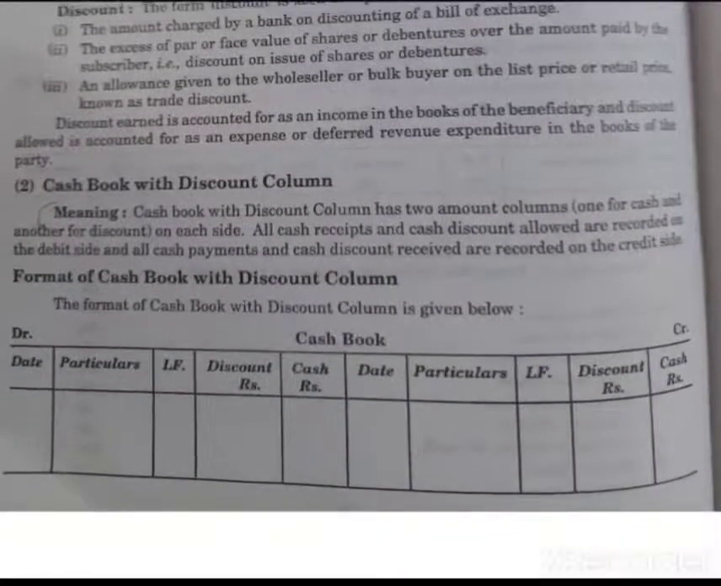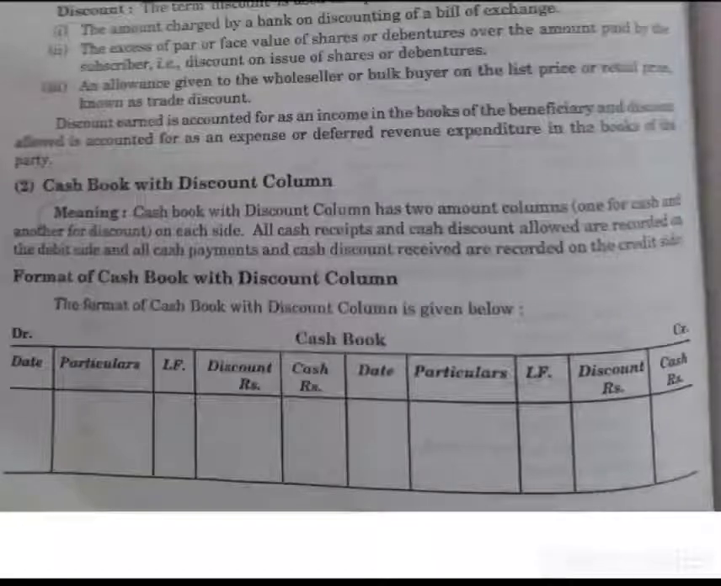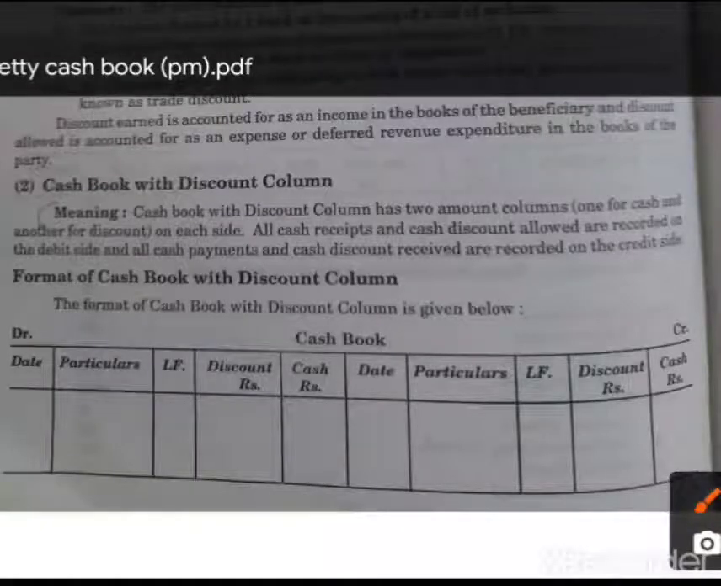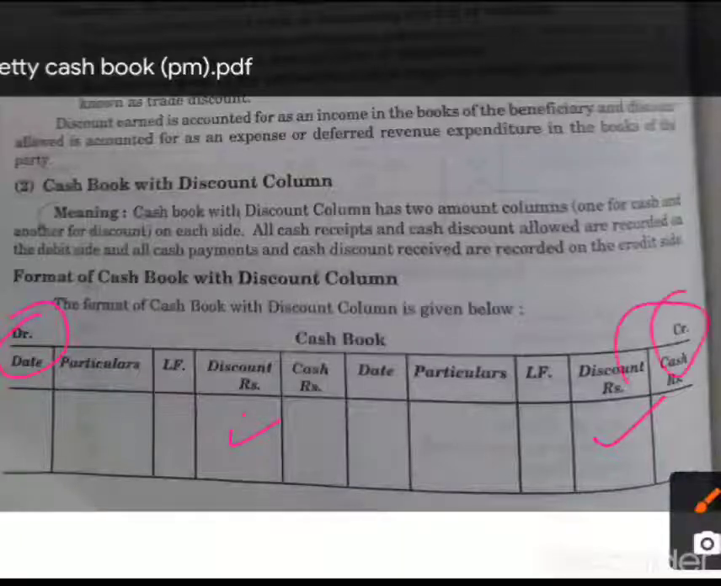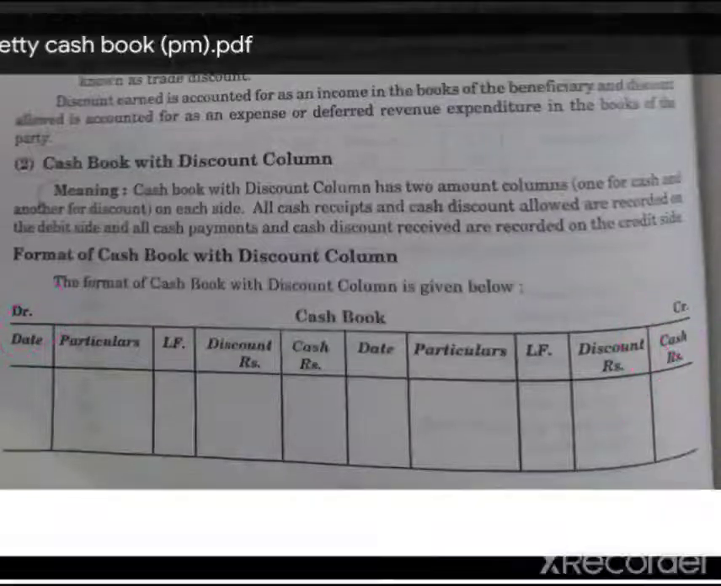Now we will see the cash book with discount column, that is the two column cash book. Here a discount column will be there on both the debit and credit side. You can see the proforma here. A discount column is added here, and on the credit side also a discount column is there. If certain discounts are received in cash, that will be entered in the discount column of the debit side. If some discounts are allowed or paid, then that will be written in the credit side in the discount column. So we'll see one example.